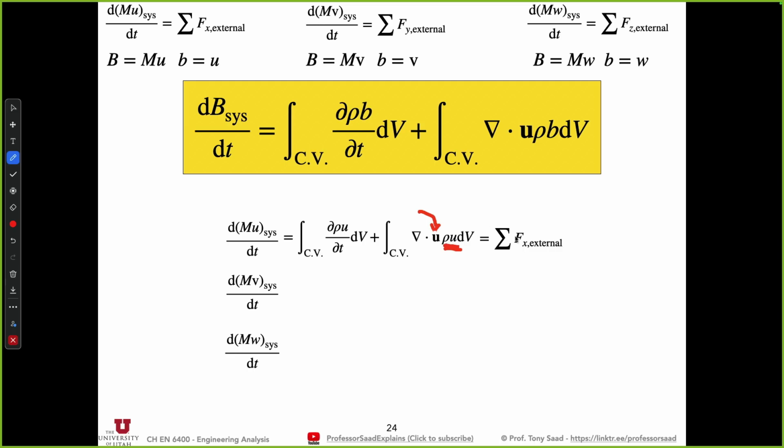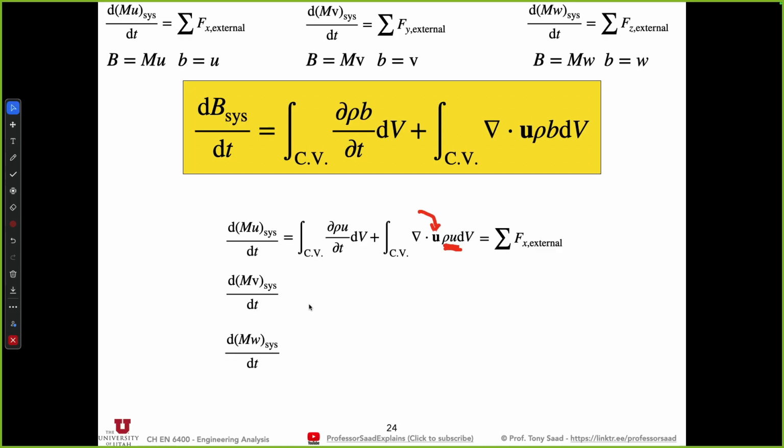Okay? Now this is equal to the summation of external forces in the x direction. Okay, so it's a scalar. It's a scalar only in the x direction. Okay. Next is the d m v by dt. Do you want to take a shot at it? By analogy to the x momentum equation.